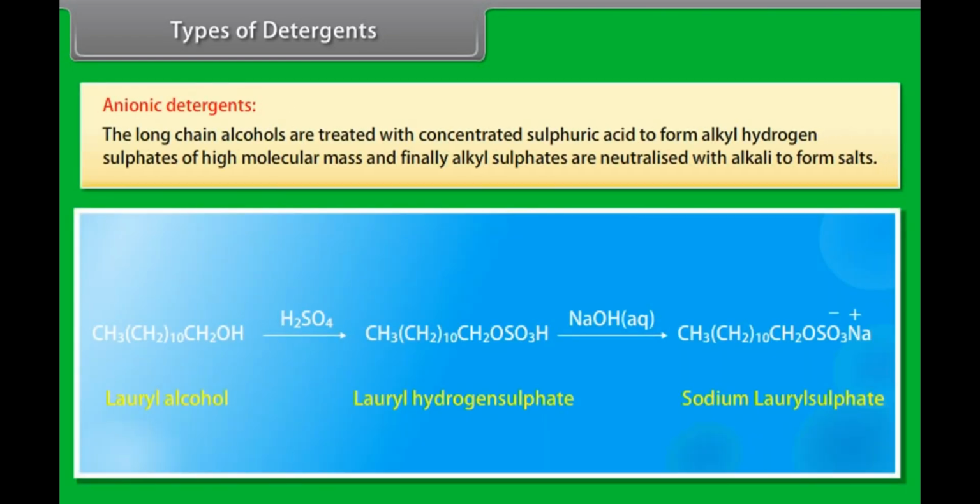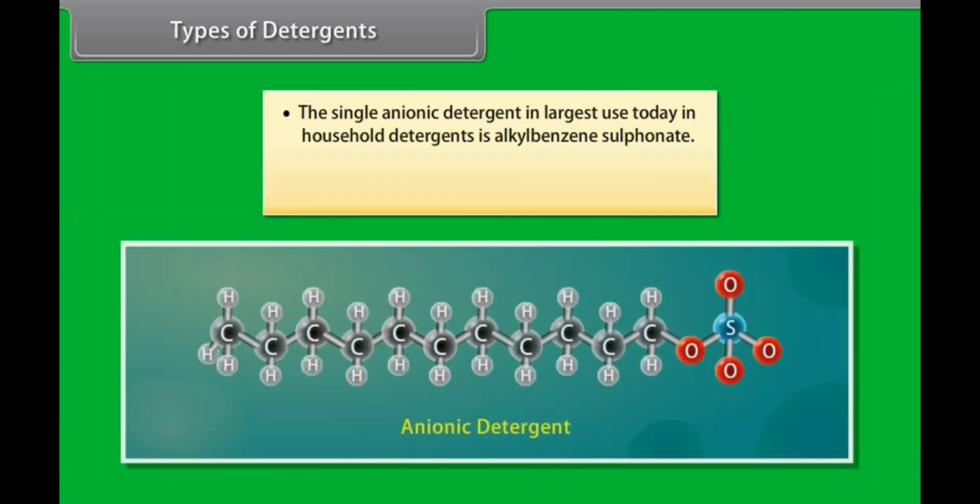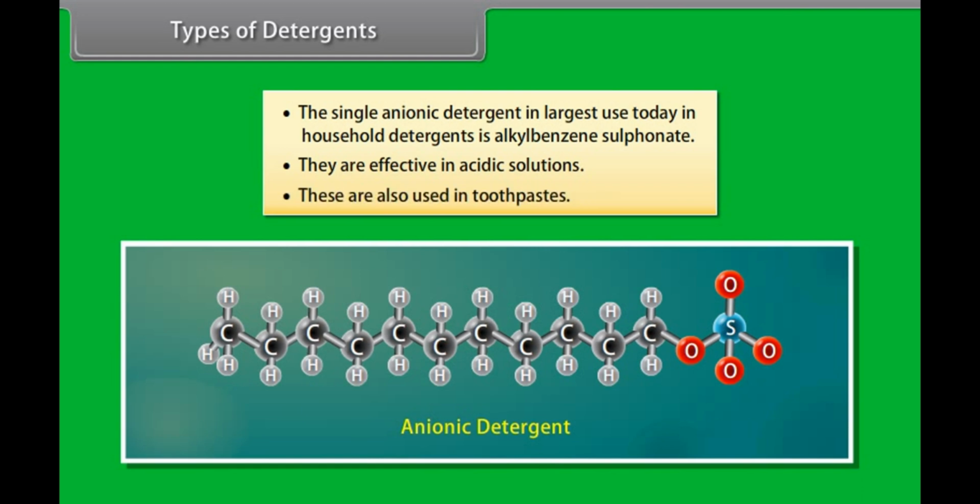Types of detergents. Anionic detergents. The long-chain alcohols are treated with concentrated sulfuric acid to form alkyl hydrogen sulfates of higher molecular mass, and finally alkyl sulfates are neutralized with alkali to form salts. The single anionic detergent in largest use today in household detergents is alkyl benzene sulfonate. They are effective in acidic solutions. These are also used in toothpastes.